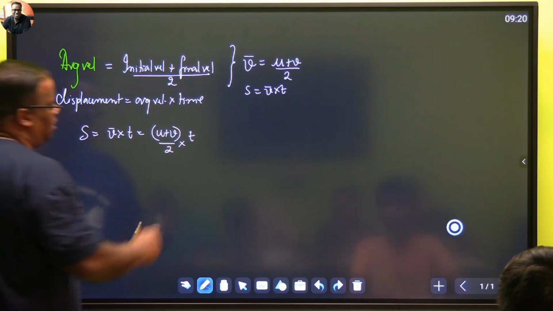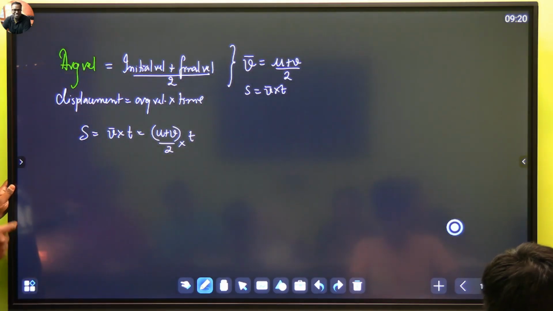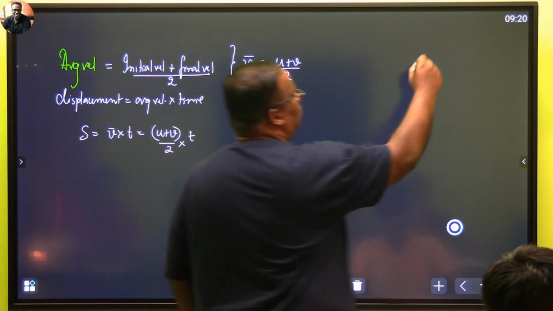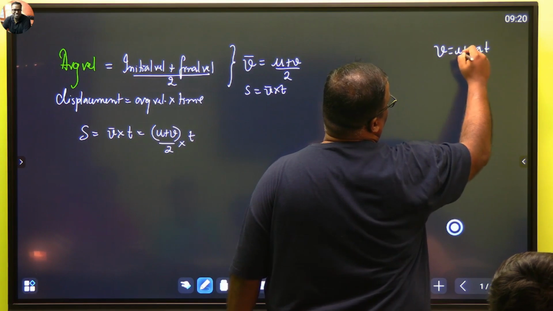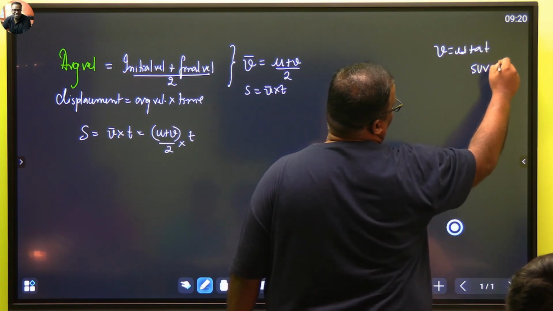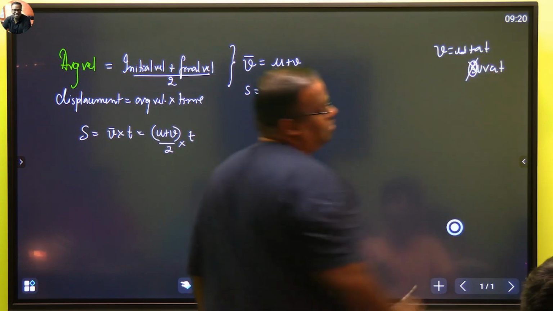ठीक है? Now in all the equations of motion you will see one variable missing in every one of the equation. Like say the first equation of motion, what did we write right now? We wrote v equal to u plus at, है ना? सारा कुछ किसके ऊपर हो रहा है? सुबैट के ऊपर हो रहा है. इसमें देखो s मिसिंग था.